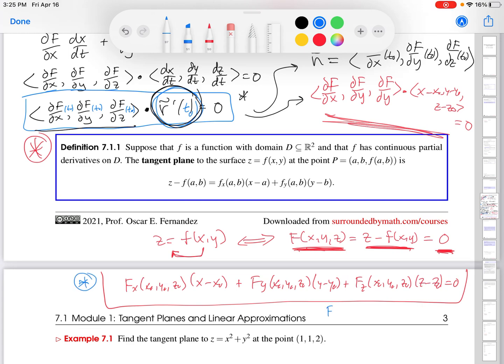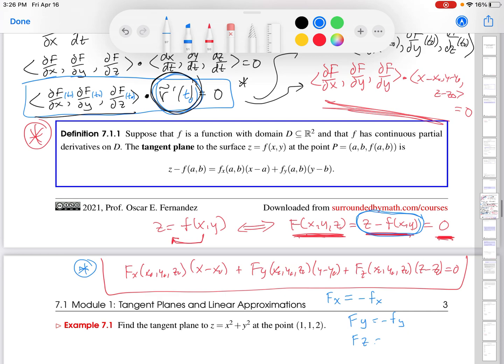Well, let's calculate the partial derivatives. F sub x, if this is my capital F function, is minus little f sub x. F sub y is minus little f sub y. And then F sub z, this is the only z here, is 1. So if I use that in this equation of the tangent plane, this would become minus fx, this would become minus fy, and then this would become 1. And if I then move over this minus fy times y minus y naught to the right-hand side of the equation, I finally get this.